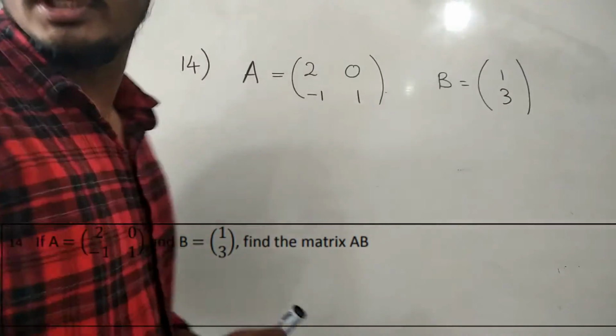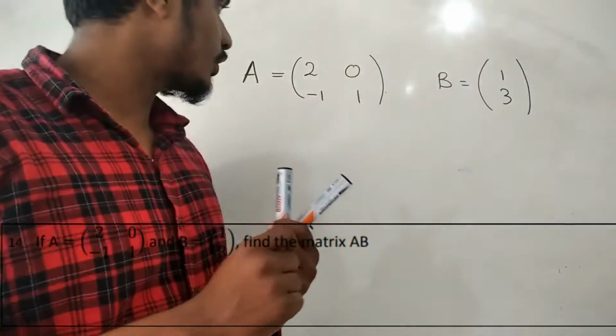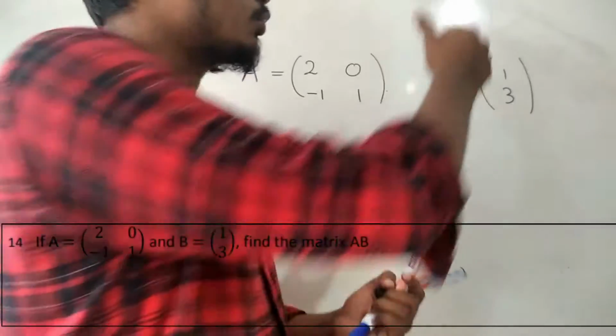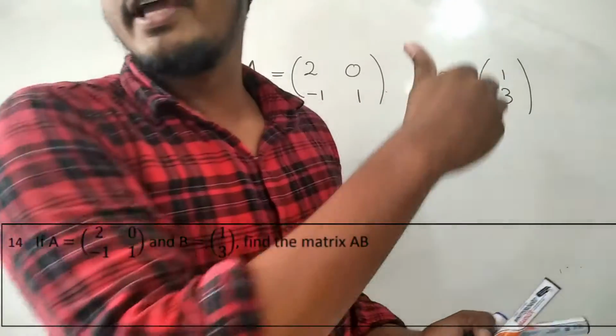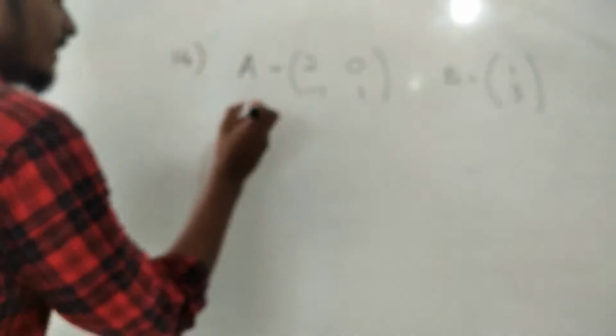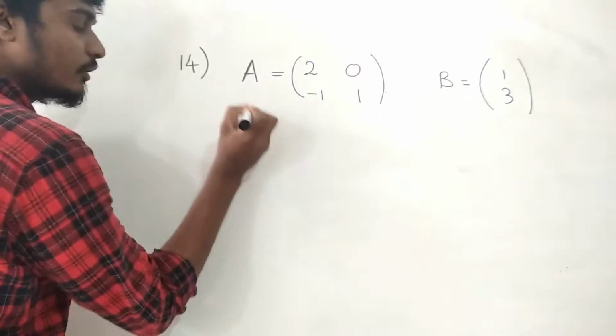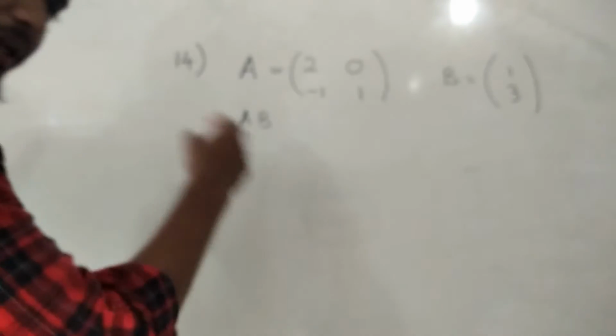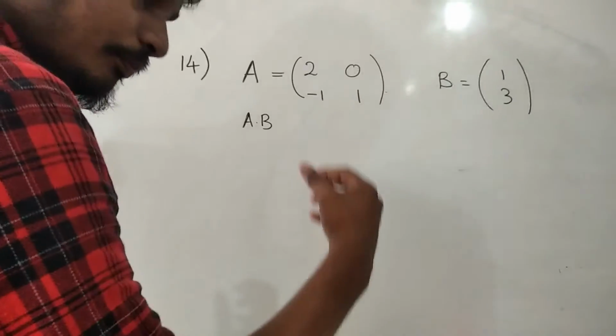So guys, what they have actually asked is, if A is equal to [2 0; -1 1] and B is equal to [1; 3], find the matrix AB. Find the matrix AB. So guys, AB. What do you mean by AB? It's the multiplication between the matrix A and B.